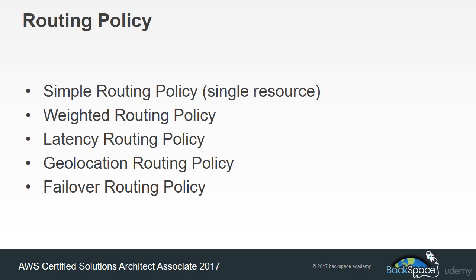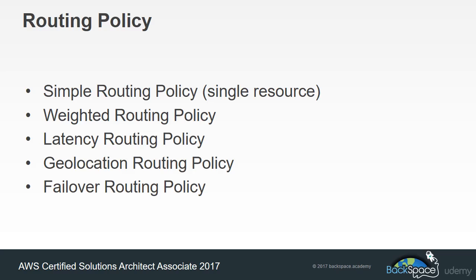And we can have latency-based routing, and that will direct traffic to the resource that is providing the least amount of latency for that end user. We can also have geolocation routing, which will route traffic for a user to the resource that is closest to their geolocation. We can also have failover routing. So in the event that our resources become unhealthy, we can direct traffic to another resource that is healthy.